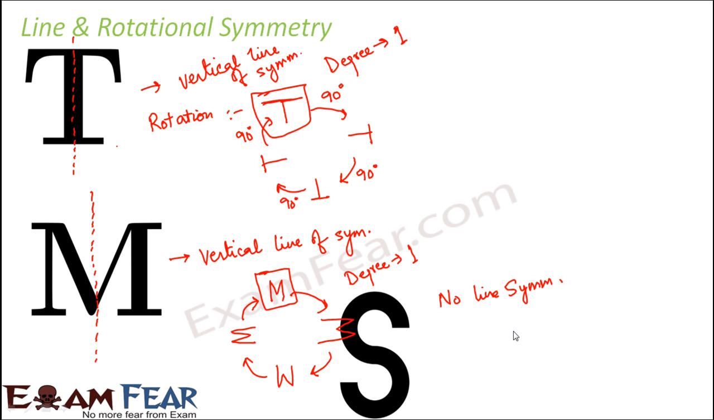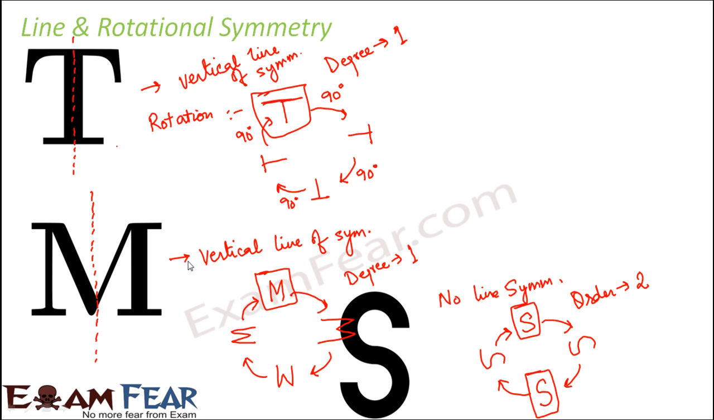But when you talk about rotation, this is S. When you rotate it by 90 degree, it becomes like this. When you further rotate it by 90 degree, it becomes like this. On further rotation by 90 degree, it becomes like this. And on further rotation by 90 degree, it comes back to the original. So between 0 degree and 360 degree, we come across two identical positions, this and this. Therefore, the order of rotational symmetry for S is 2. So S possesses rotational symmetry but no line symmetry.